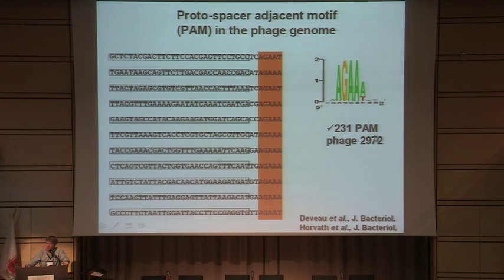In the phage genome of 2972, there are 231 PAMs that are specific for the CRISPR-1 system. What I mean by that is that all these spacers were acquired in the CRISPR-1 array. And if you look next to it, this motif is found in 231 regions of the phage genome. And what it actually means is that there are 231 possibilities of acquiring a spacer in the CRISPR-1 array from that phage. And I think in the lab we have 170 of them. So we can pick them up pretty easily.